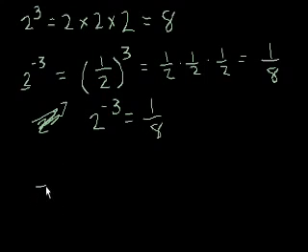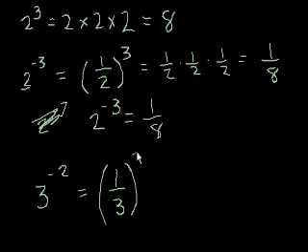Let's say 3 to the negative 2 power. Once again, immediately when we see that negative in the exponent, the easiest thing to do is just immediately take the reciprocal of the base. So we take 1/3, and we raise that to the positive 2 power. And that's easy now. 1/3 squared, well, that's equal to 1 over 9. Let's do some more problems.